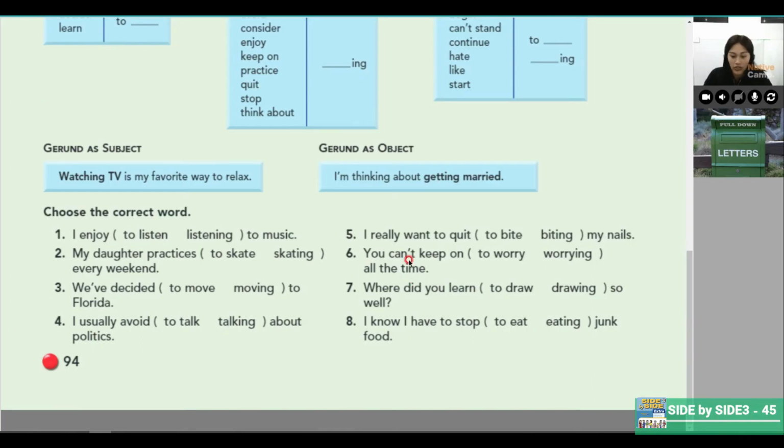Not so far. Okay, now let's have an activity, okay? Yes. Now choose the correct word to complete the sentence. Let's have number one. I enjoy listening to music. Very good. Number two. My daughter practices skating every weekend. Number three. We've decided to move to Florida. Number four. I usually avoid talking about politics. Five. I really want to quit biting my nails.